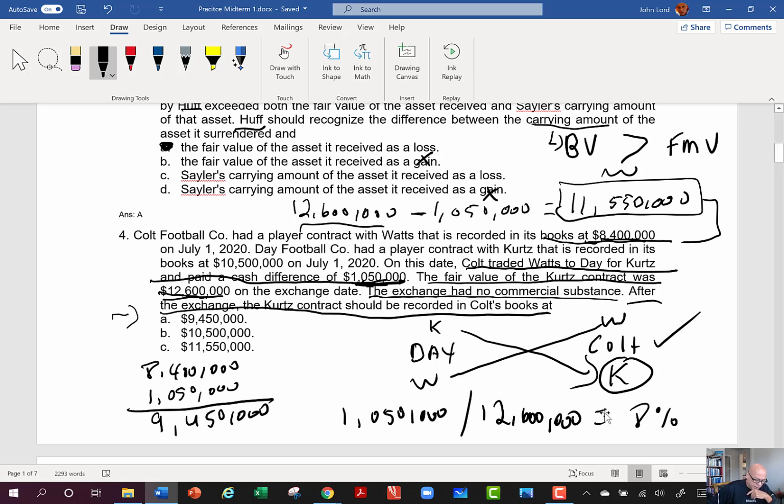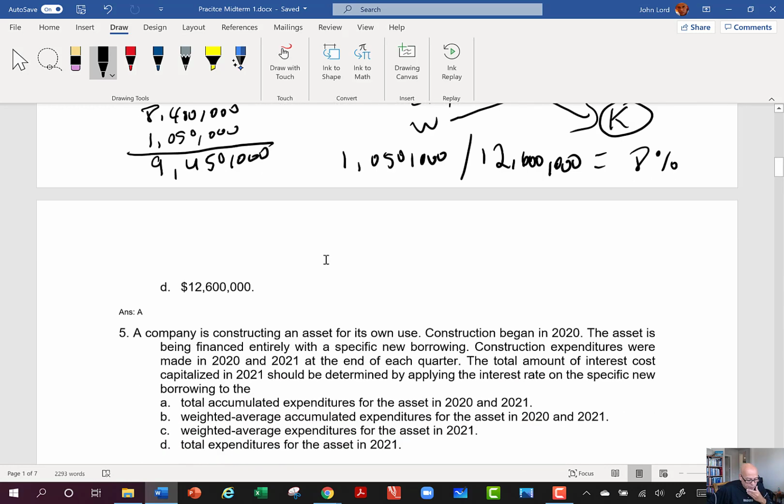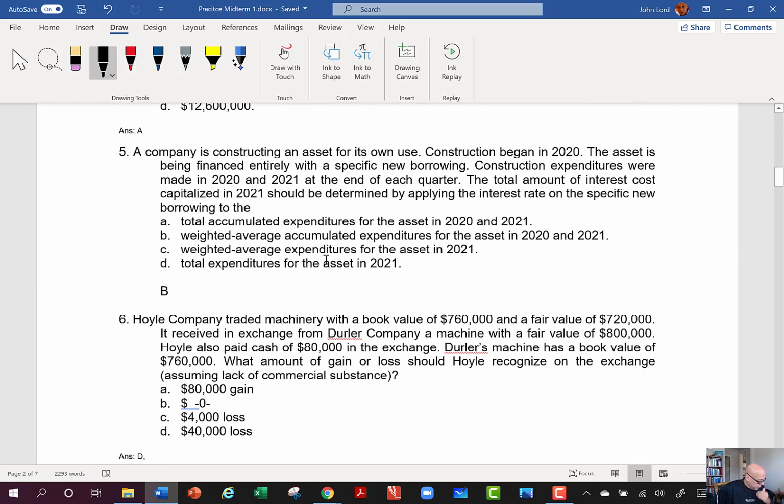I think it's better if you're just dealing with machine A, machine B, and the two companies as opposed to Waltz, Cole, Dave, Kurtz. It gets a little bit weird. I'm not here to challenge your mind in that manner, okay? But if you get stuck, it doesn't hurt to draw yourself a little diagram too, okay? All right, good. So let's come over, answer A on that one.